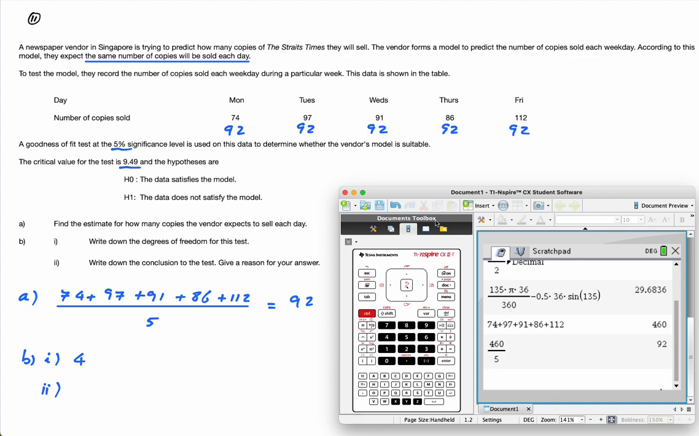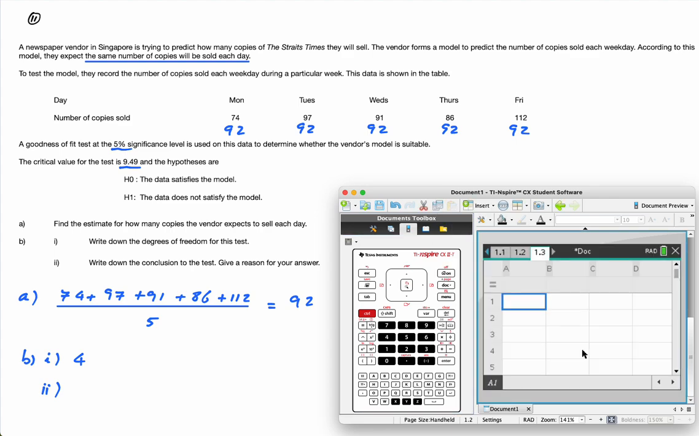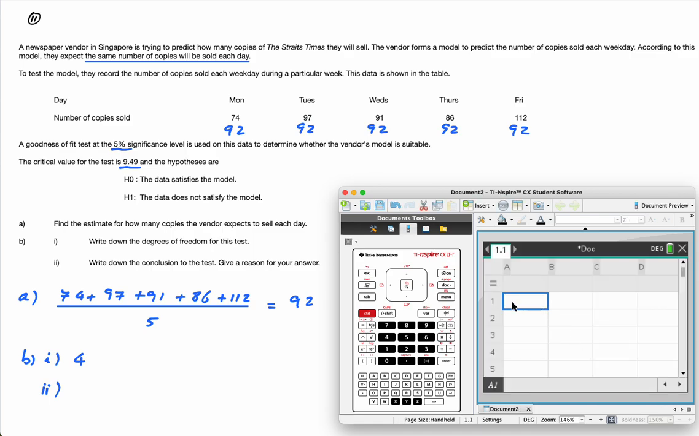So I go into the calculator, let's close this, guys, because I do not want to save that. Okay, now I'm going to put these numbers in. I'll put my 74 here, my 97 here, my 91 here, my 86, and my 112. And then beside all of them, I'll have 92. So 92 here, 92 here, 92 here, 92 here, 92 here.